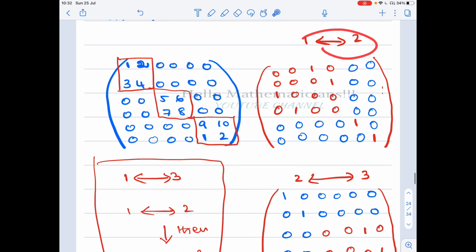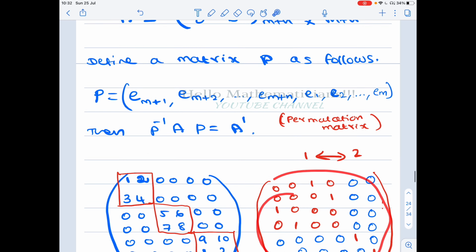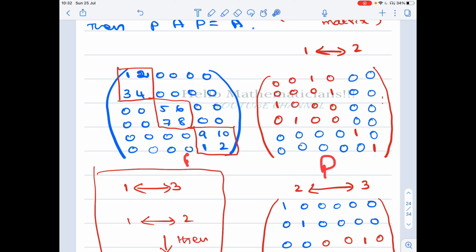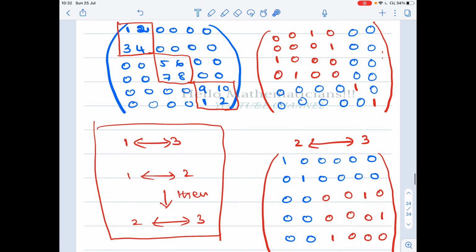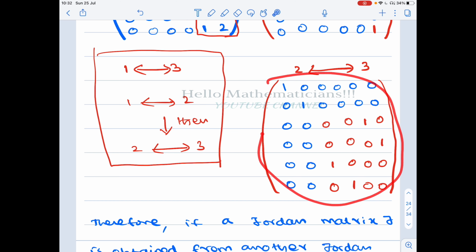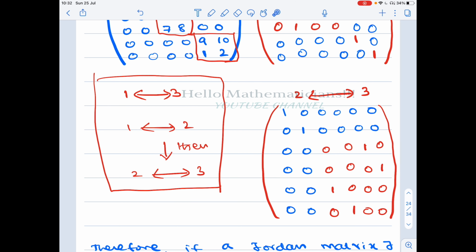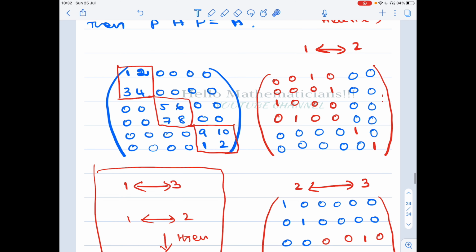So this way, this is my matrix P, this is my A. If you calculate P inverse AP, in the resulting matrix these two blocks will get interchanged. Now similarly, using this matrix, you can interchange these two blocks. Note that this is the right matrix. Now I know how to interchange consecutive blocks. So these two blocks I can interchange using this matrix, and these two blocks I can interchange using this matrix.